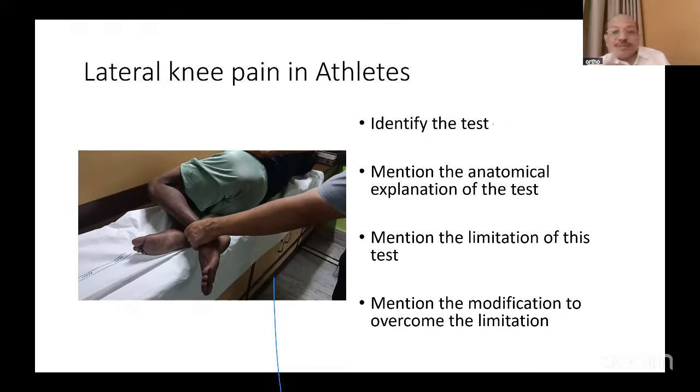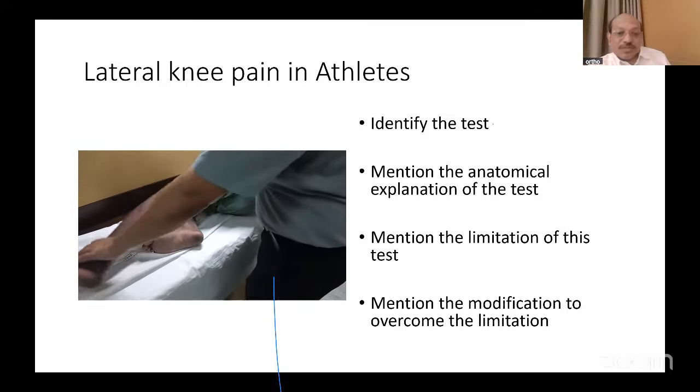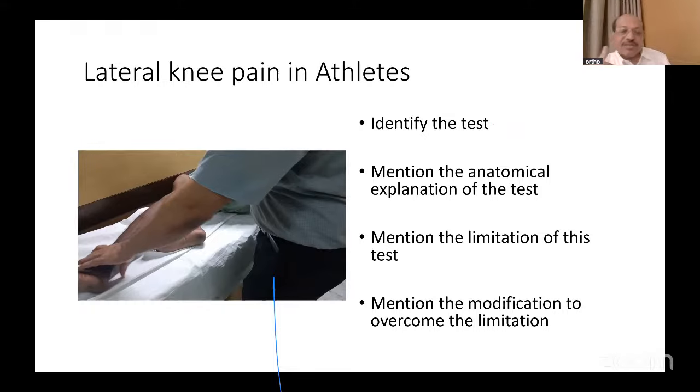The iliotibial band receives the insertion of the gluteus maximus from the back and the tensor fascia lata, and the tensor fascia lata runs anterior and lateral to the hip joint. Basically, they act as flexors and external rotators of the hip joint. So it becomes taut when the hip is abducted and extended, and with internal rotation, that is opposite to external rotation. So in this condition the iliotibial band becomes taut. So this is the anatomical explanation.